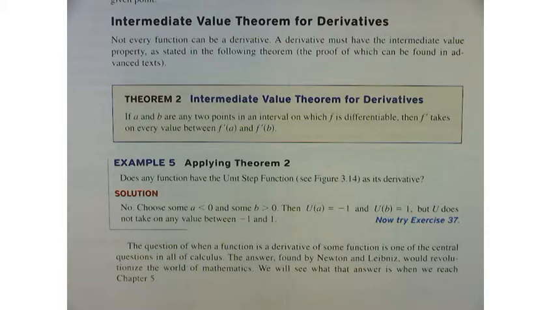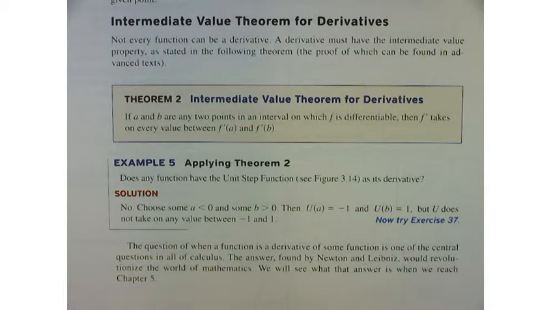English. It says, if A and B are any 2 points in an interval on which f is differentiable, then f prime takes on every value between f prime of A and f prime of B. Now what that means is if I look at a graph and the graph is differentiable from A to B, 2 points on the curve, then f prime is also defined between A and B.